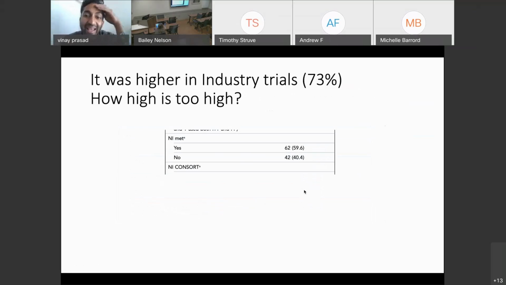Here's the big takeaway. In all non-inferiority studies in oncology, non-inferiority was met 60% of the time. In industry trials, it was 73% of the time. If you start to get to that range, you're running trials where 73% of the time you get the answer you wanted to get, it's getting to be too high. You're really very likely picking very permissive margins, which guarantee that you will get non-inferiority.